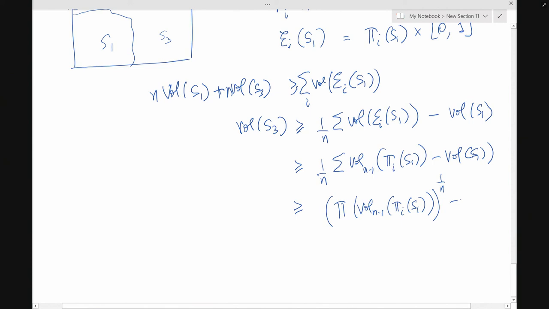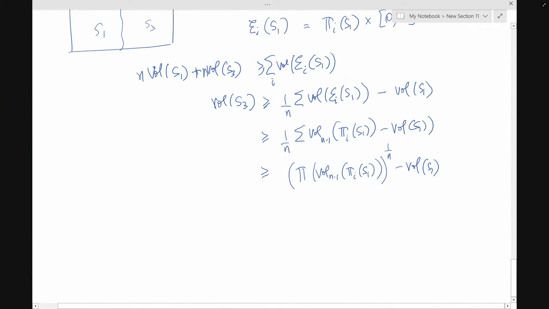Now, of course, you recognize this as one side of the favorite special case of a favorite inequality. So Loomis, Whitney, and Brascamp-Lieb. So this will be at least volume n of the entire set S1 to the power of n minus 1 over n, minus volume of S1. And this is now, if I pull out volume of S1, this is 1 over volume of S1 to the 1 over n minus 1.